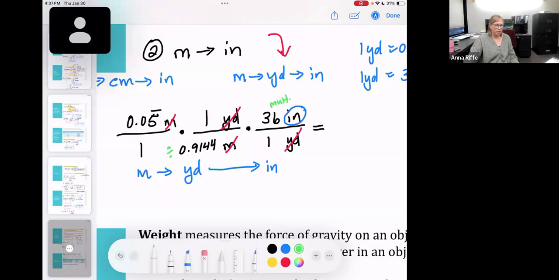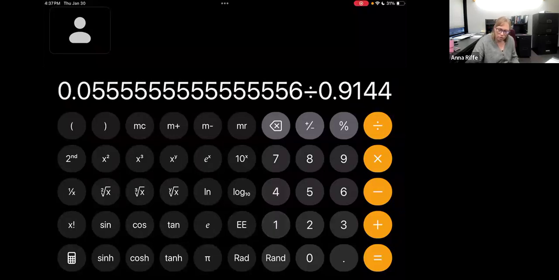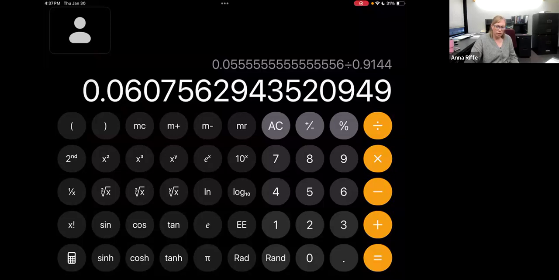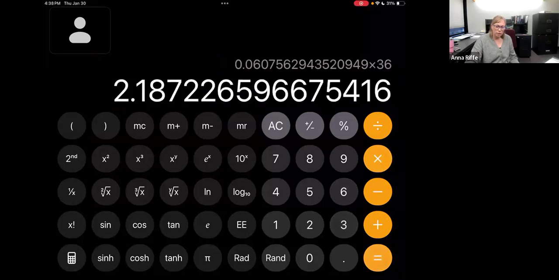This number is still in my calculator. I'm going to divide that by 0.9144. So that's equal to that. And then I'm going to multiply by 36. And I get 21.18722 something something or other. Okay. So that is the number of inches of each piece.